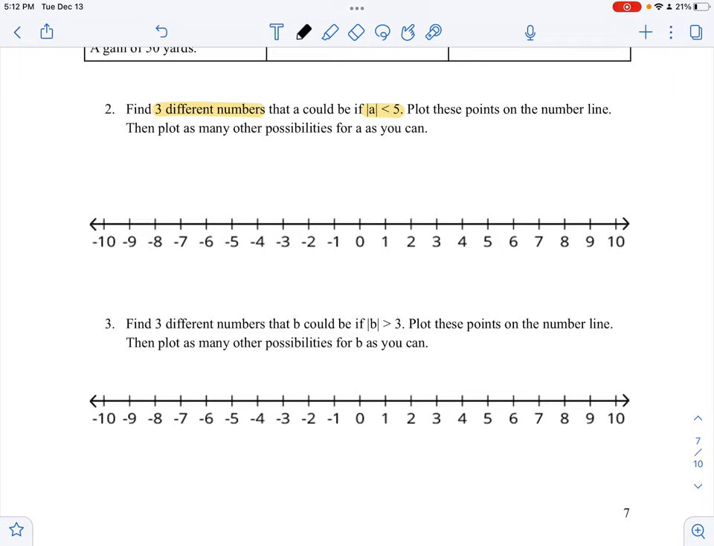So, a number like negative 10 wouldn't meet this criteria. Here's the reason why. The absolute value of negative 10 is positive 10. And positive 10 is not less than 5. As I've written the inequality, this would be false. However, if I said that A was equal to negative 2, the absolute value of negative 2 is 2, and I know that 2 is less than 5. So I could plot negative 2 as one of my possible numbers. Again, for questions 2 and 3, you're looking to plot at least 3 different numbers that could be A or B given the stated inequality.